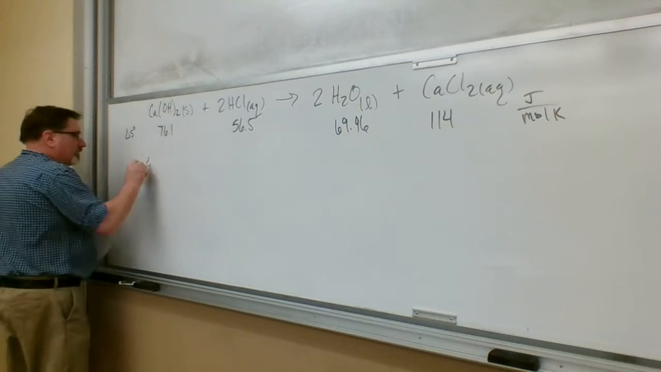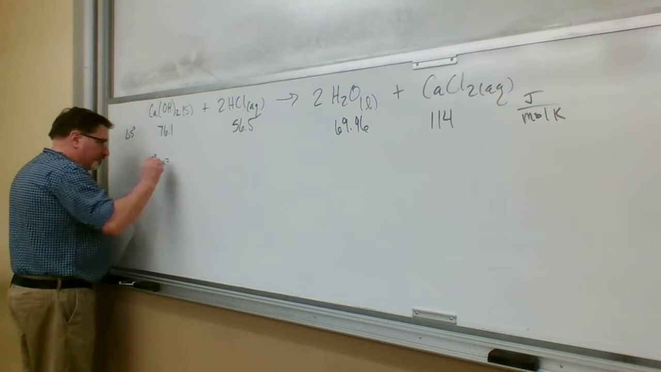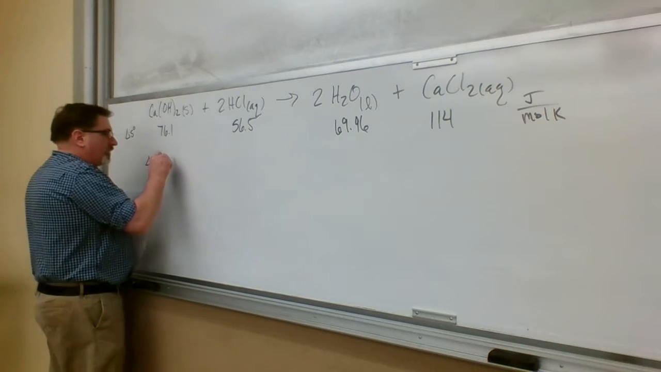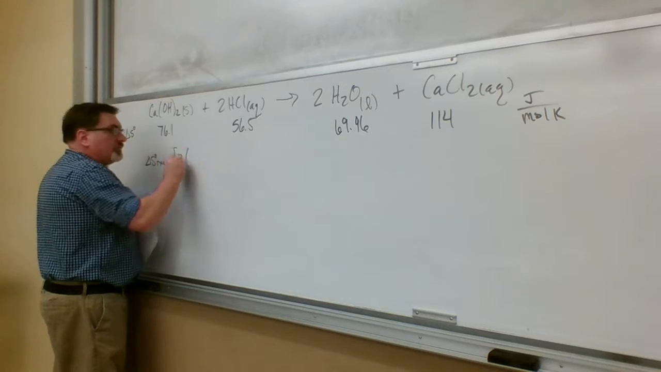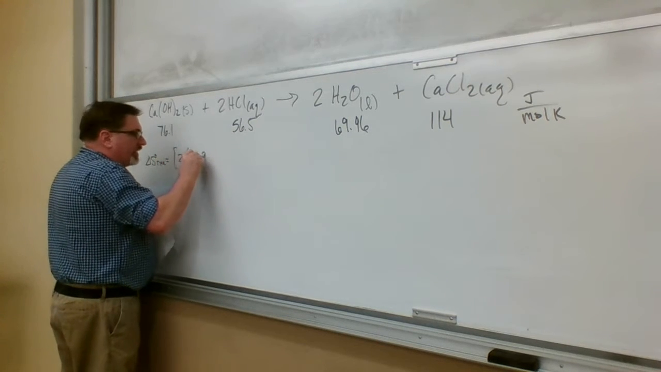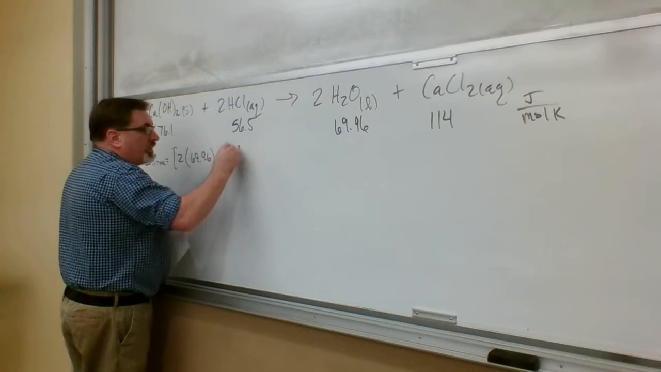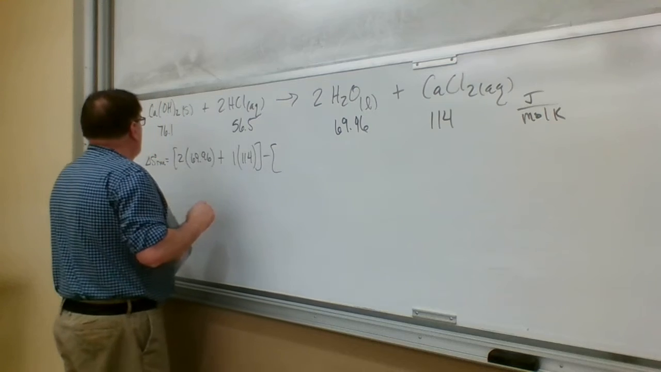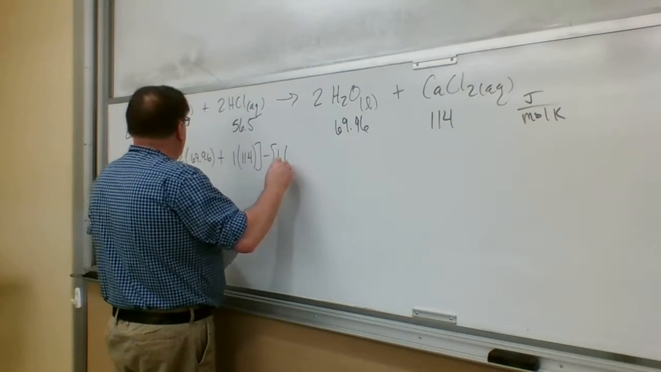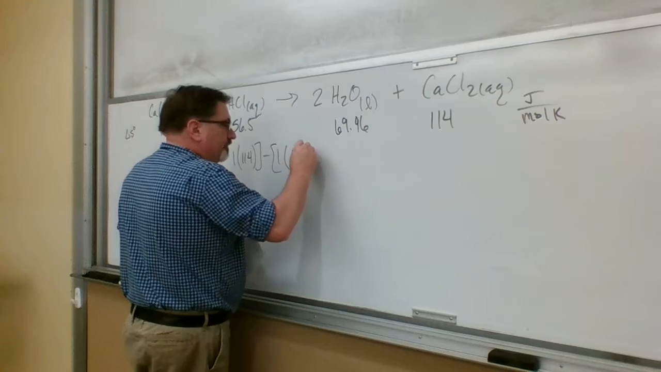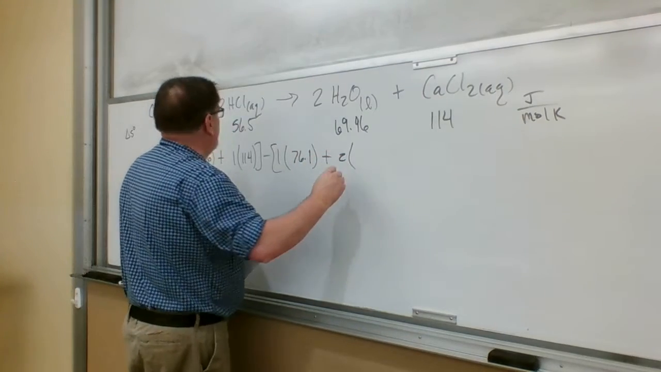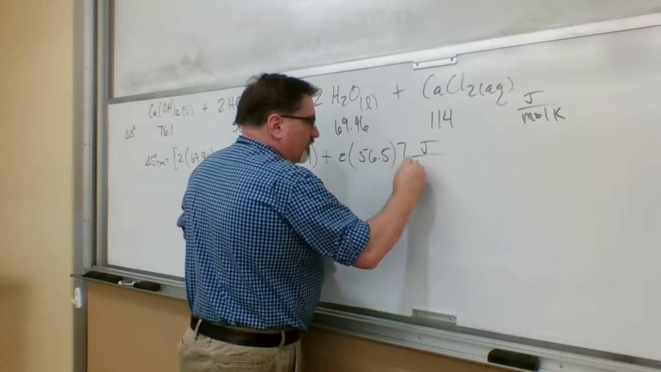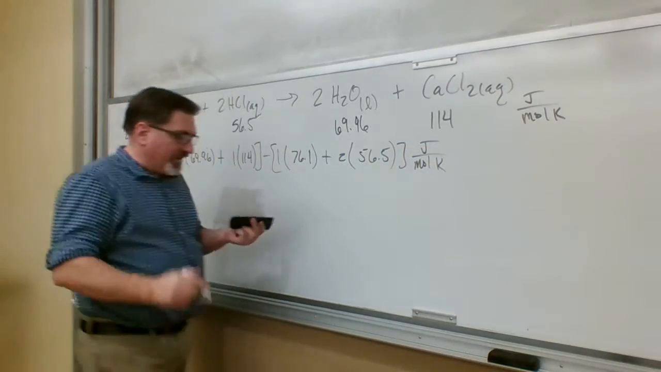So delta S for the reaction would be, go to the product side, 2 times 69.96 plus 1 times 114 minus, go to the reactant side, 1 times 76.1 plus 2 times 56.5. This is in joules per mole Kelvin once we calculate it.